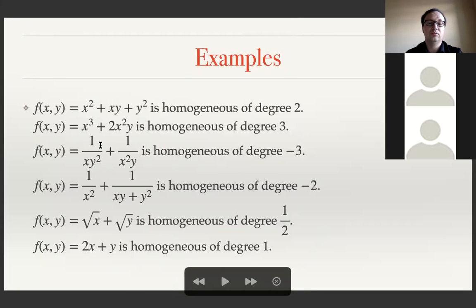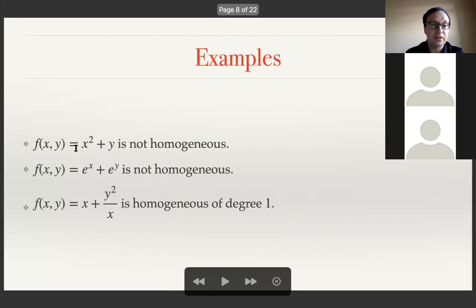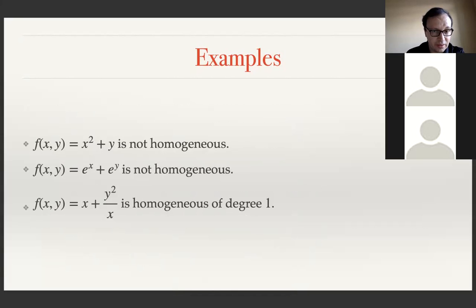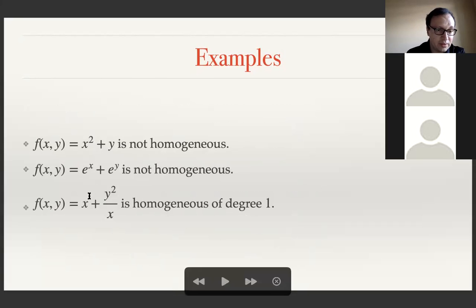Okay, is this the right one? Yeah. So here are some examples of functions which are not homogeneous. So x squared plus y is not a homogeneous function because one of the terms has degree 2 and the other one has degree 1. e to the x plus e to the y is not homogeneous because e to the x is a transcendental function and it does not have degree. So only powers have degree, or combinations of powers. And here is such a combination of powers.